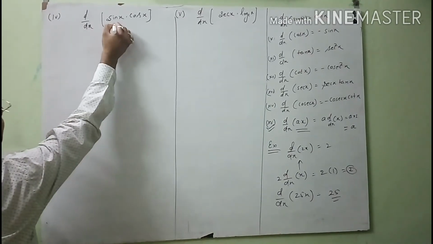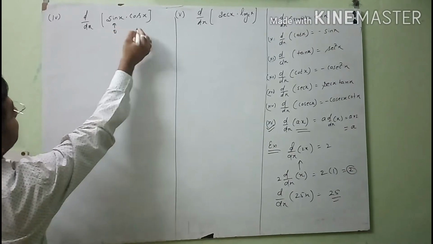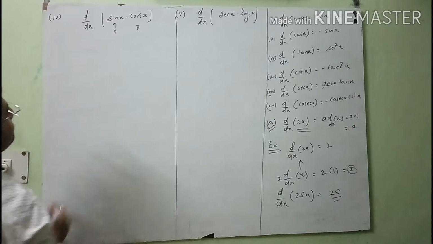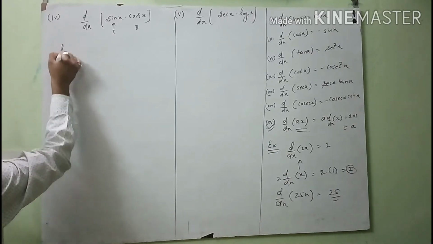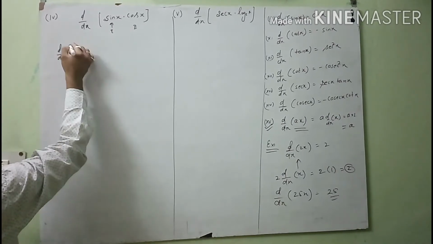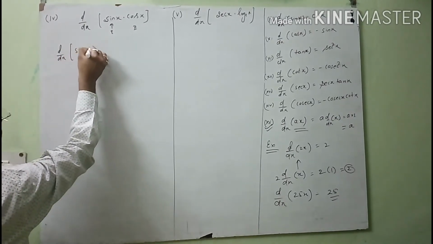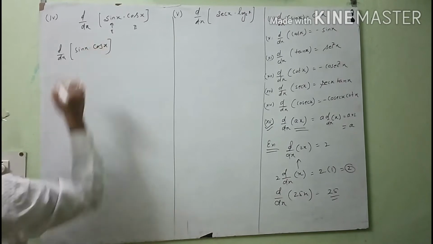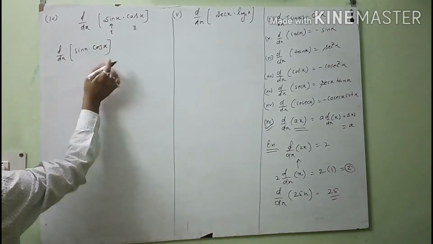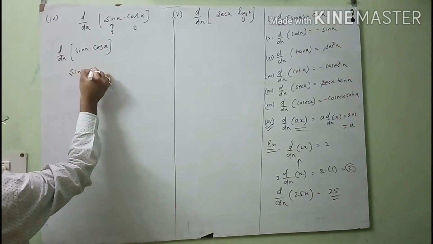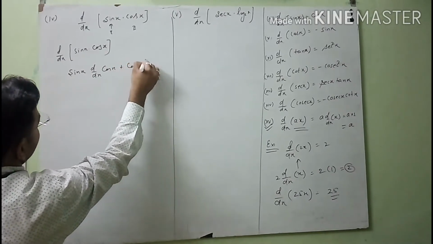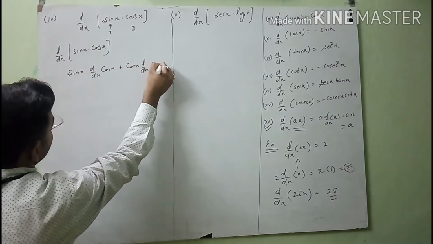See here, student, I told you earlier, first I will decide the first function and the second function. So d upon dx of the first function into the second function, you know how we will solve this question. So please try if you know. Otherwise, see here, d upon dx of sin x first function, into d upon dx of second, then second into d upon dx of first. So what is the result?